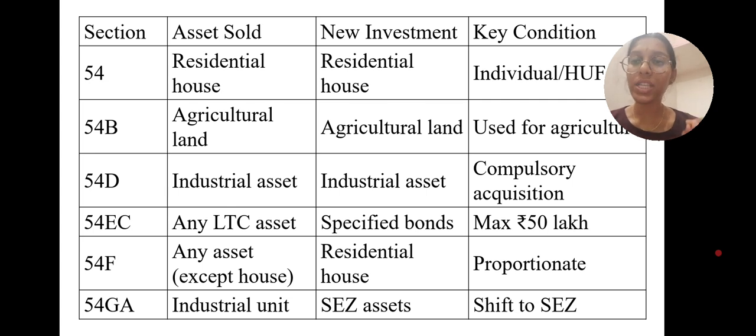And the last one is section 54GA. This is for an industrial unit, and the key investment is that from the sale of the industrial unit you have to purchase another asset in special economic zones. The key condition is shifting to special economic zones.